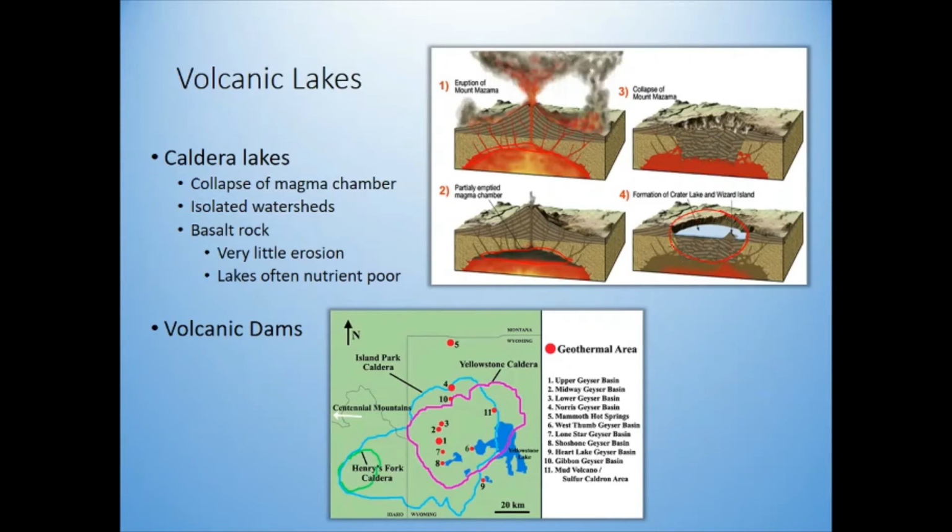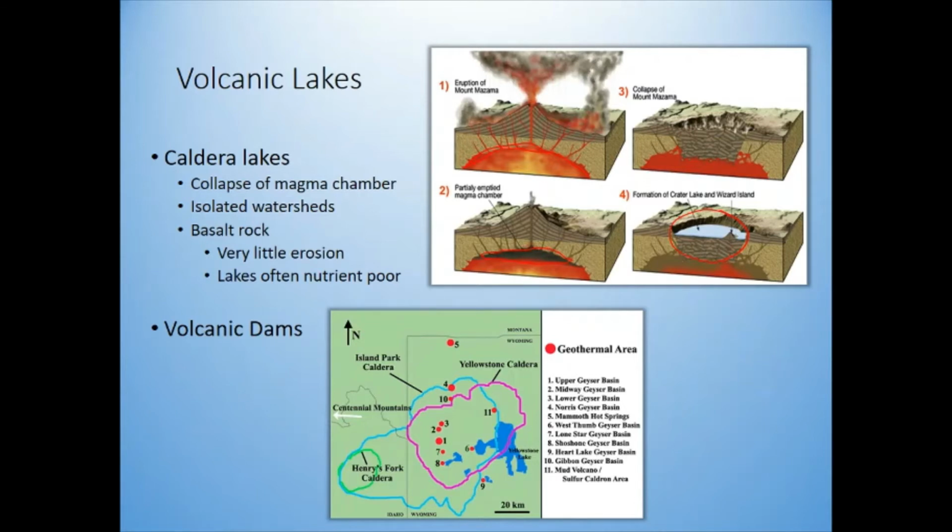This isolates that watershed, and the lakes are oftentimes really nutrient poor because it's just bare, volcanic rock that doesn't have a lot of nutrients in it. So you can get these high lakes. Crater Lake in Oregon and Yellowstone Lake in Yellowstone National Park are examples of caldera lakes.